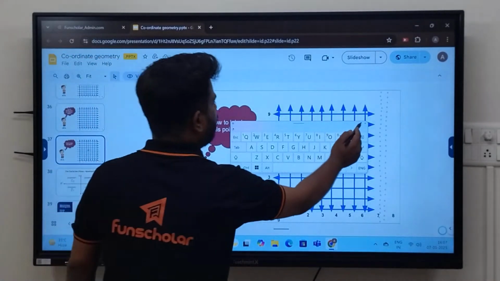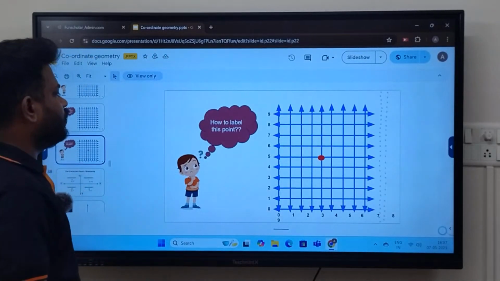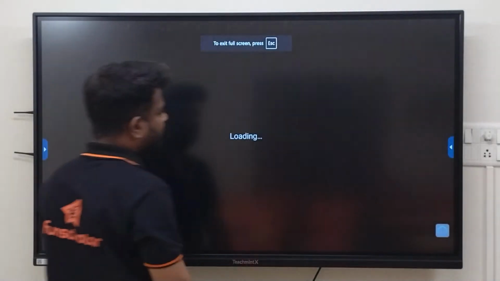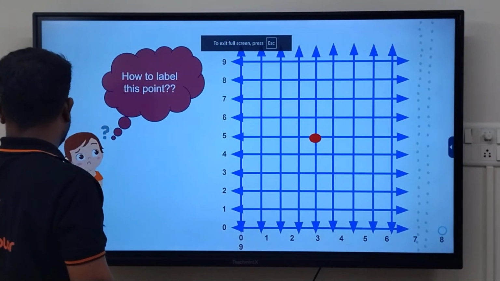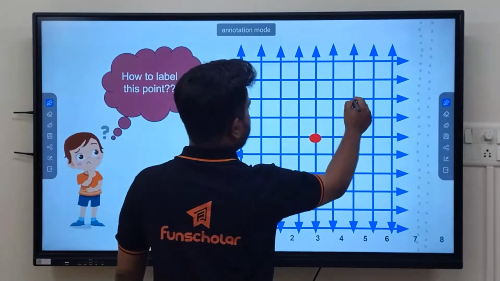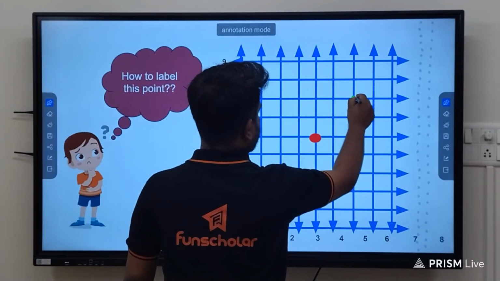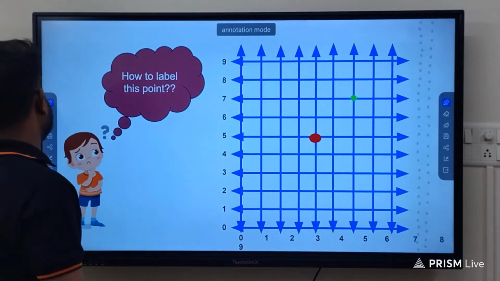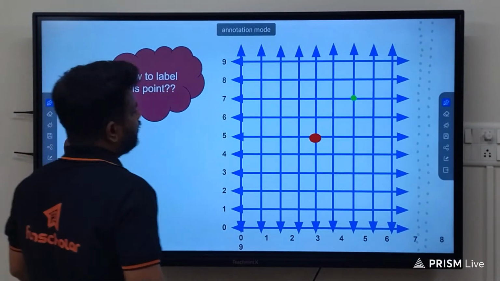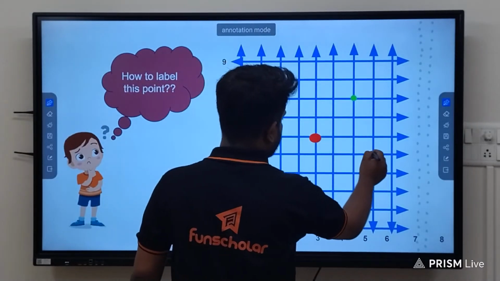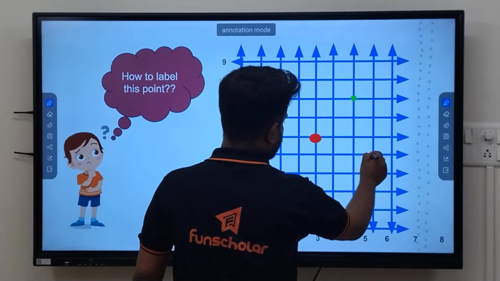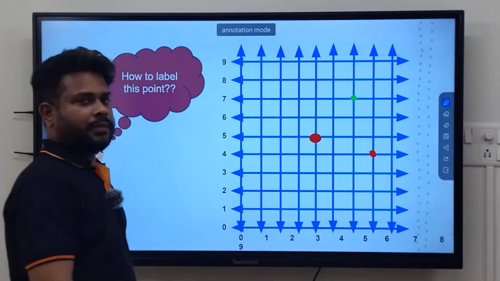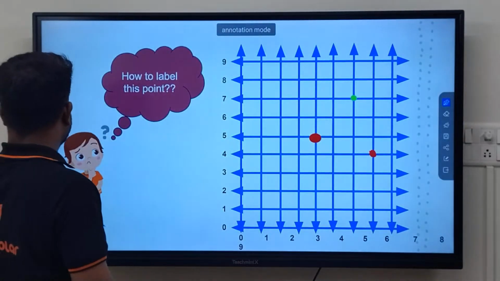There is another one, that is how to label a point. Yes, you can just simply mark up like this, and they have done it with the red light, so it will be like this. Okay, done.